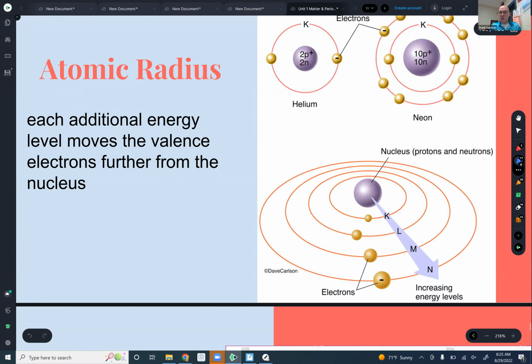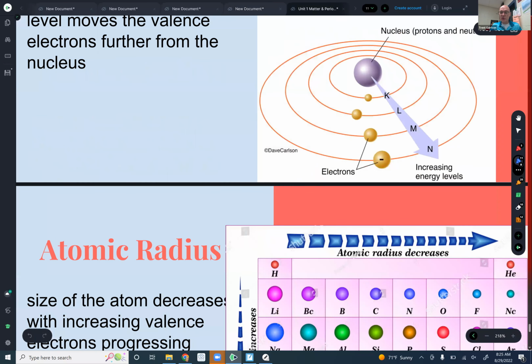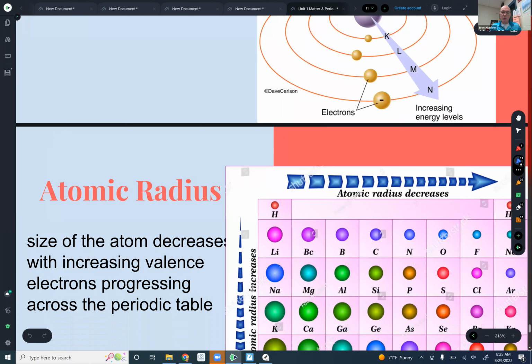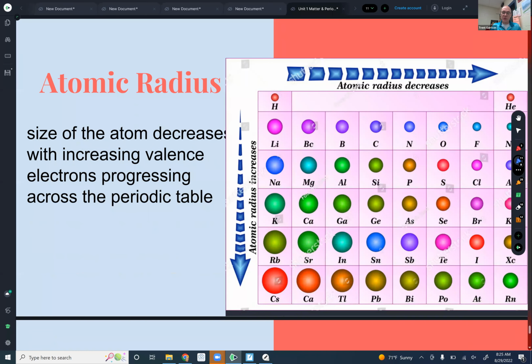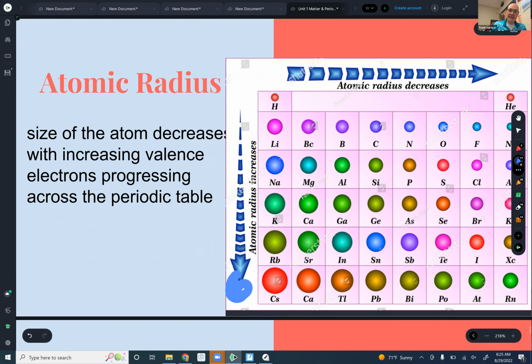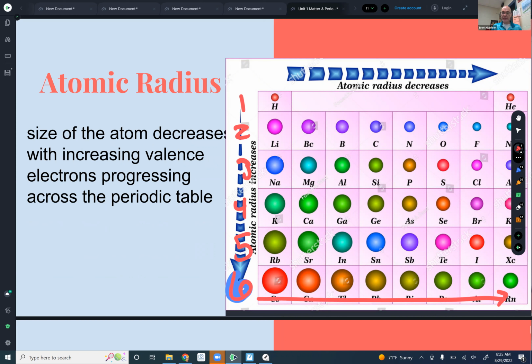Now, as far as why the trend gets smaller as you go across, that's counterintuitive. Why in the world does it get smaller as you go across? You would think that it would increase because you're adding more electrons. Well, the reality is it's just the opposite. We are on the same number of energy levels. In this image, we have 6 energy levels, 5, 4, 3, 2, 1. So we are not changing the number of energy levels as you go across. It has the same number of rings, but we instead are putting more protons into it.